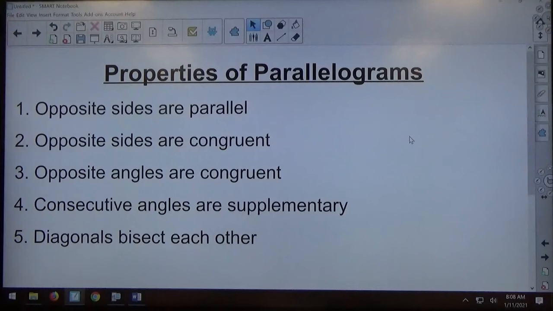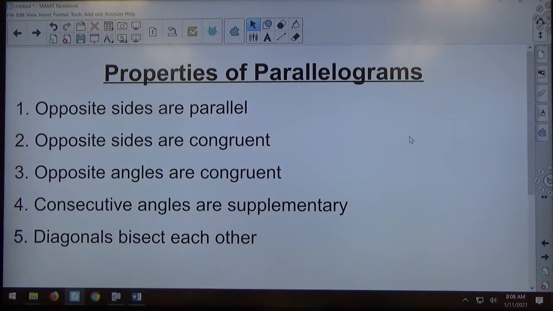Today we're going to deal with parallelograms, and we've got a couple examples involving parallelograms, and this is the takeaway of what I want you to know how to do today. I want you to know the properties of parallelograms. So when you see something's described as a parallelogram, you immediately know these 5 things exist.